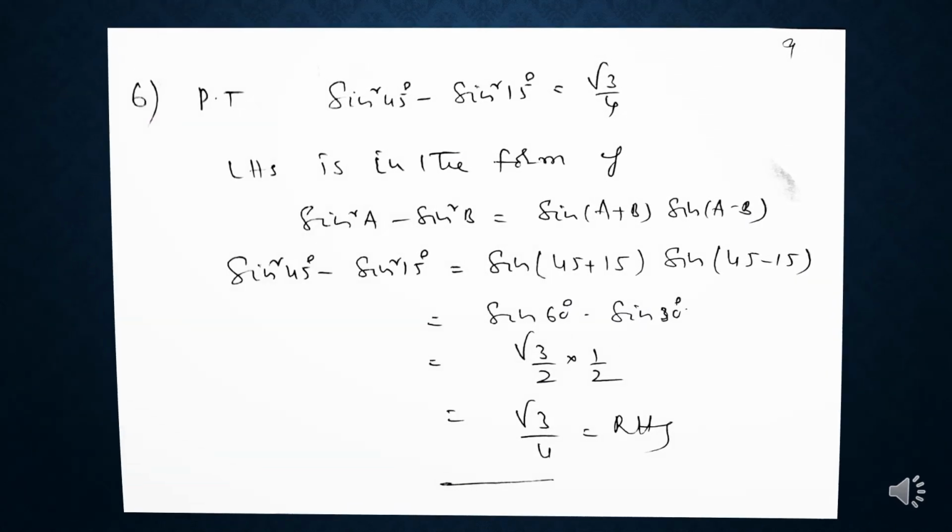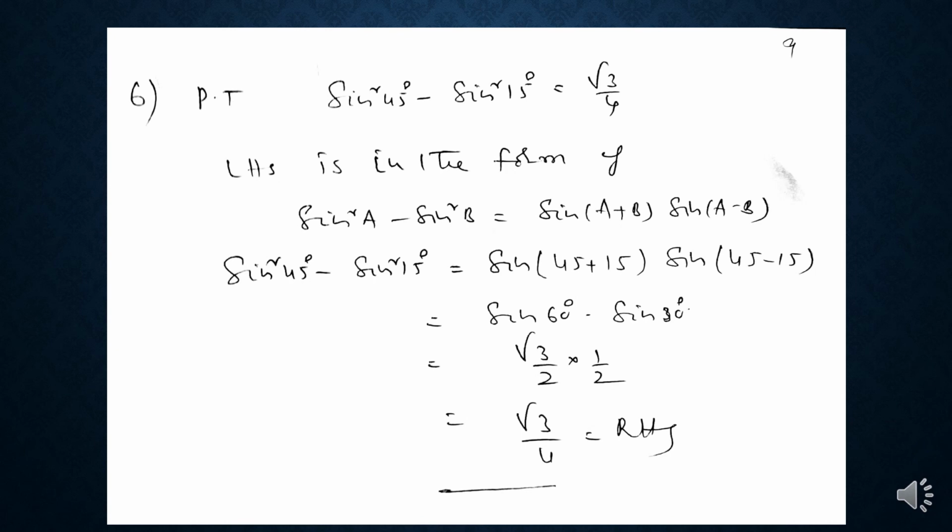Next problem: prove that sin square 45 degrees minus sin square 15 degrees is equal to root 3 by 4. So if we are given a problem, once you recall the formulas, check which formula is suitable for the given problem. The given problem is here.